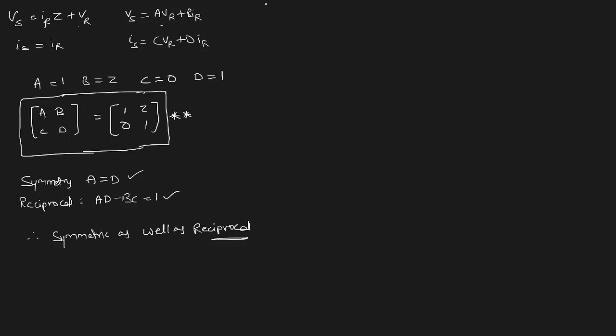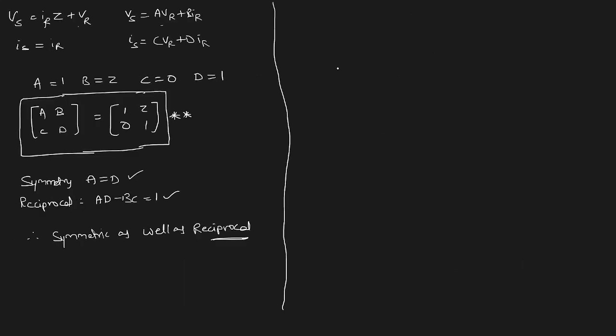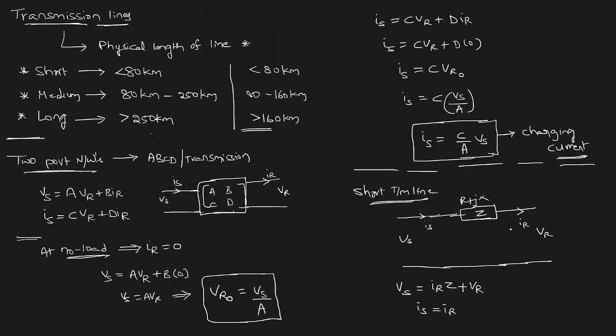Fine. Now let's draw a vector diagram corresponding to the short transmission line. Generally, we can draw a vector diagram in two ways, but I am using the easiest way possible. Let me take the reference as the receiving end voltage. And now IR will be lagging or leading? Please check.